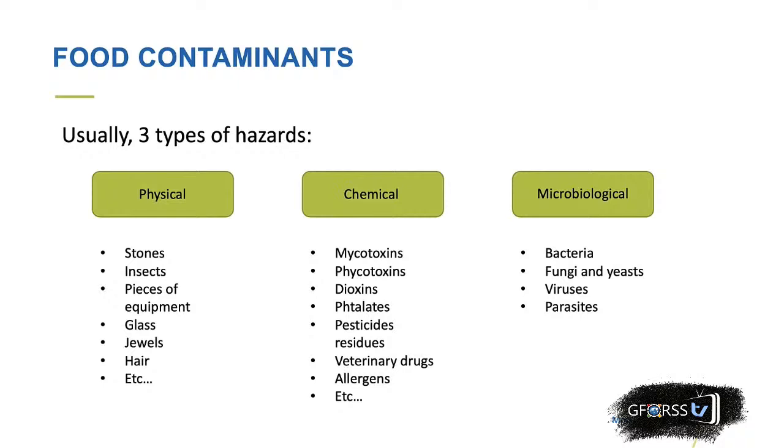To start, it's very important that we make the difference between hazard and risk. A hazard is an agent in food with the potential to cause harm. On the other hand, a risk is the estimated probability and severity of adverse health effects in exposed populations that would be consequential to the hazard's presence in food.